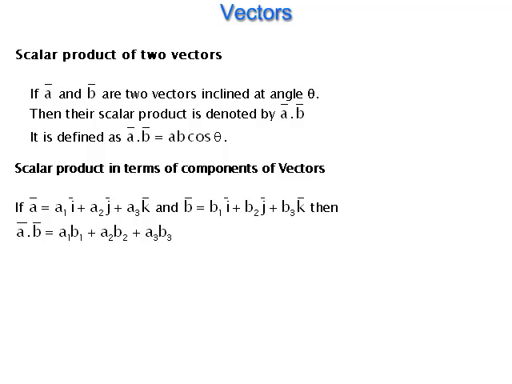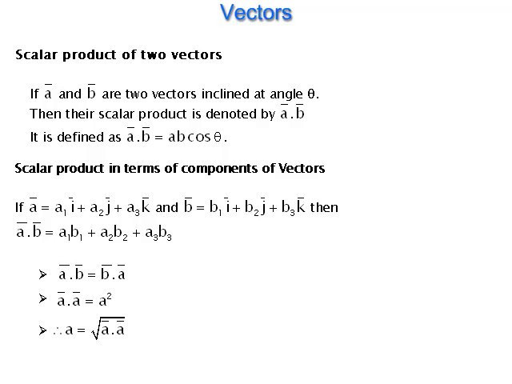If A bar equal to A1 I bar plus A2 J bar plus A3 K bar, B bar equal to B1 I bar plus B2 J bar plus B3 K bar, then number 1, A bar dot B bar equal to A1 B1 plus A2 B2 plus A3 B3, that is product of components of I bar plus product of components of J bar plus product of components of K bar.